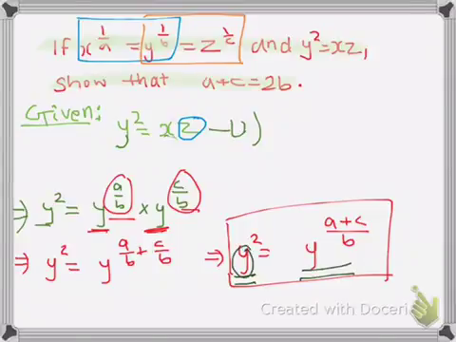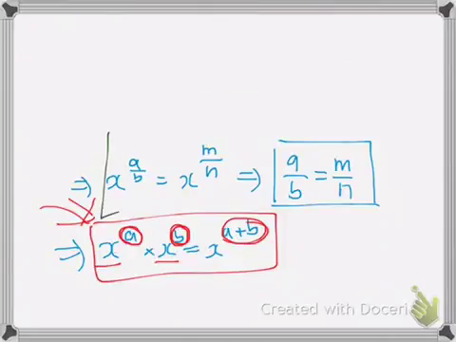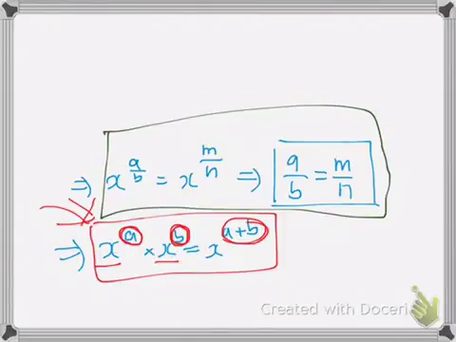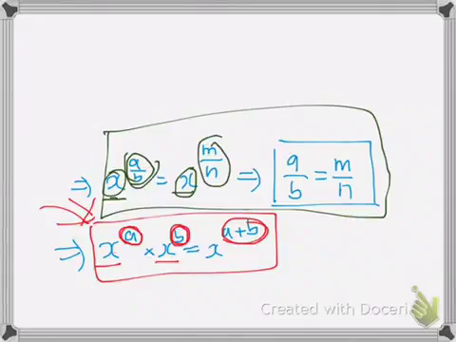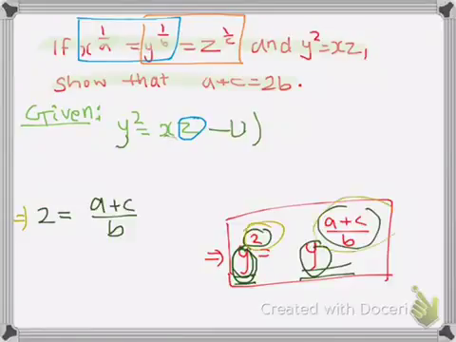Since the bases on the left hand side and right hand side of the equation are the same, we can equate the powers from this rule over here. On equating the powers of y on the right hand side and left hand side, we get 2 equals a plus c divided by b.